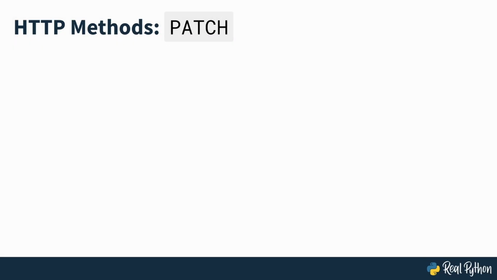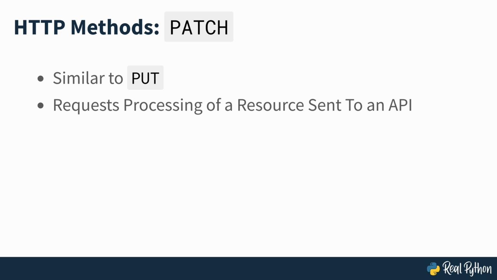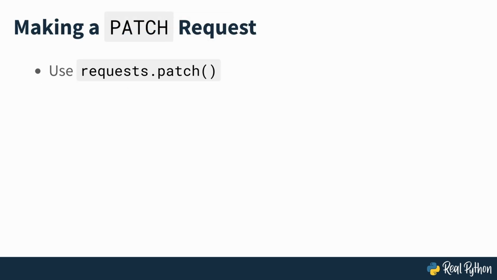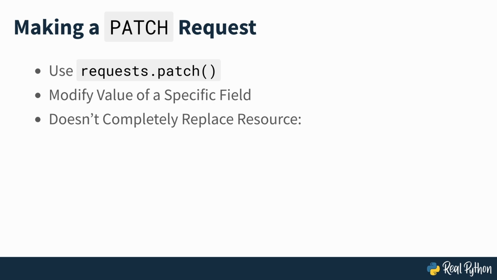Patch is another HTTP method, and it's similar to put. Once more, it requests that the server process the resource sent to the API, but it allows partial modification of a resource. Here, you'll use requests.patch to modify the value of a specific field on an existing to-do. Patch differs from put in that it doesn't completely replace the existing resource. It only modifies the values set in the JSON sent with the request.